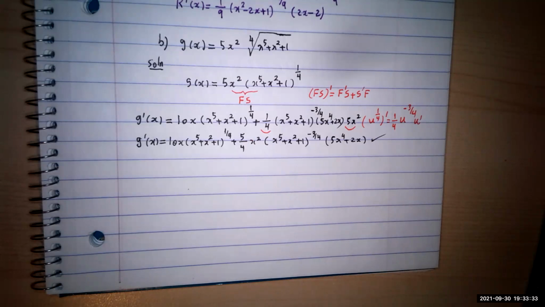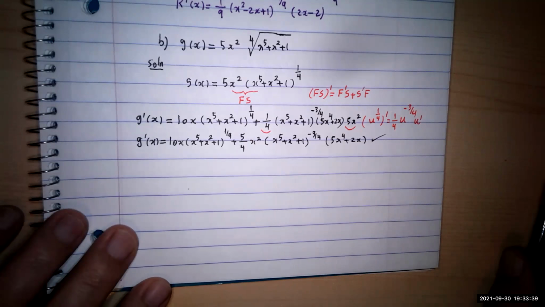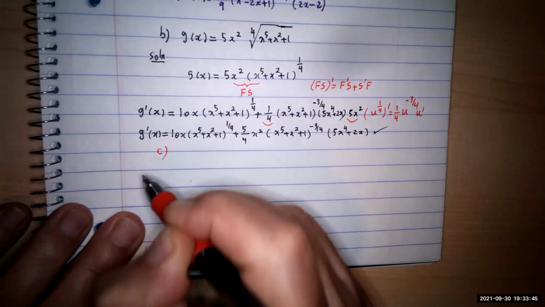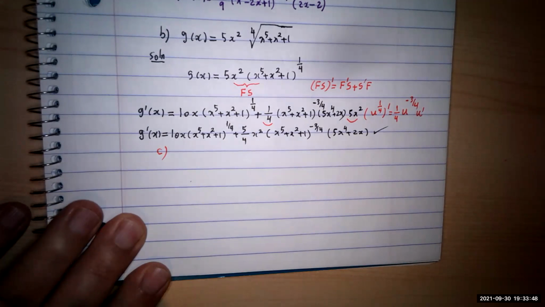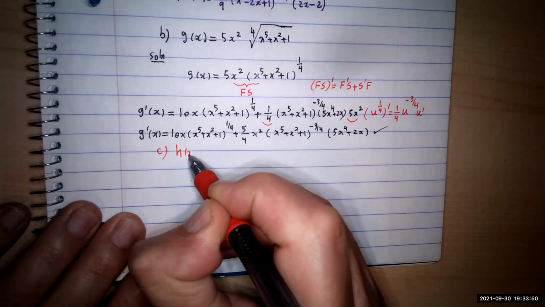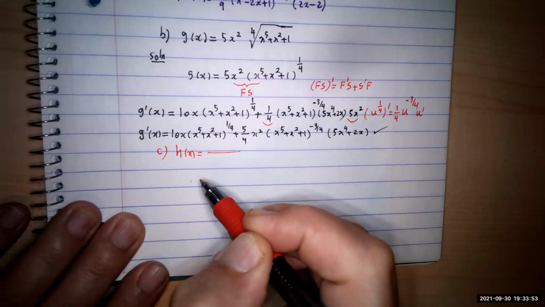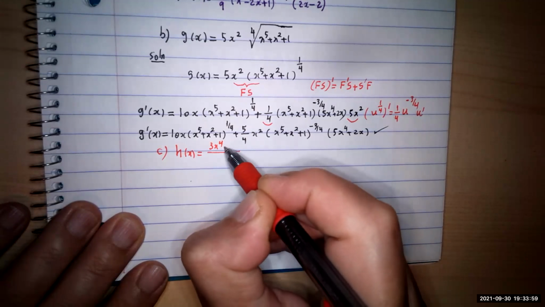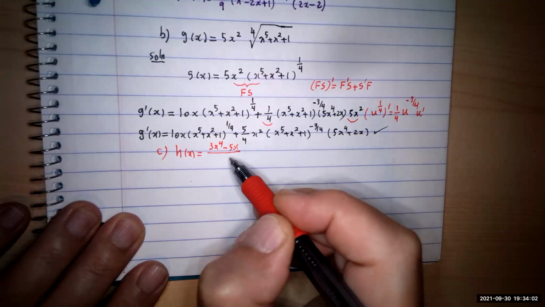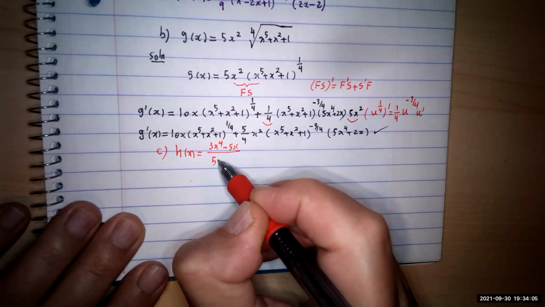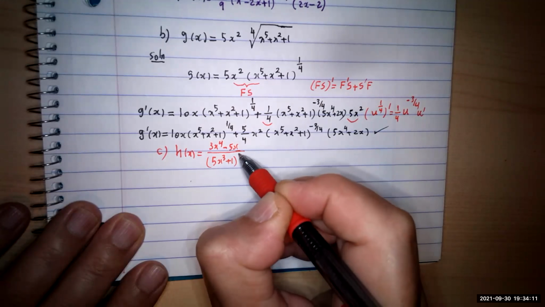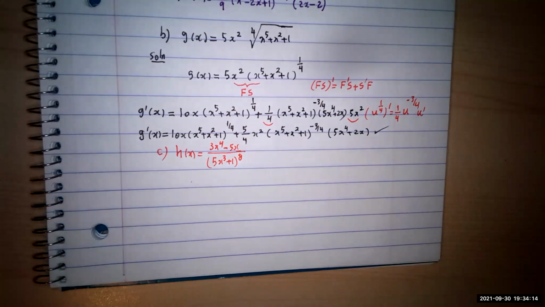Now, what's going to be the next one? The next one is the chain rule and the quotient. So that will take us to part C. Part C is h of x equal to 3x to the 4th minus 5x, divided by 5x cubed plus 1, everything to the 8. That's going to be the type 3 that we talk about.